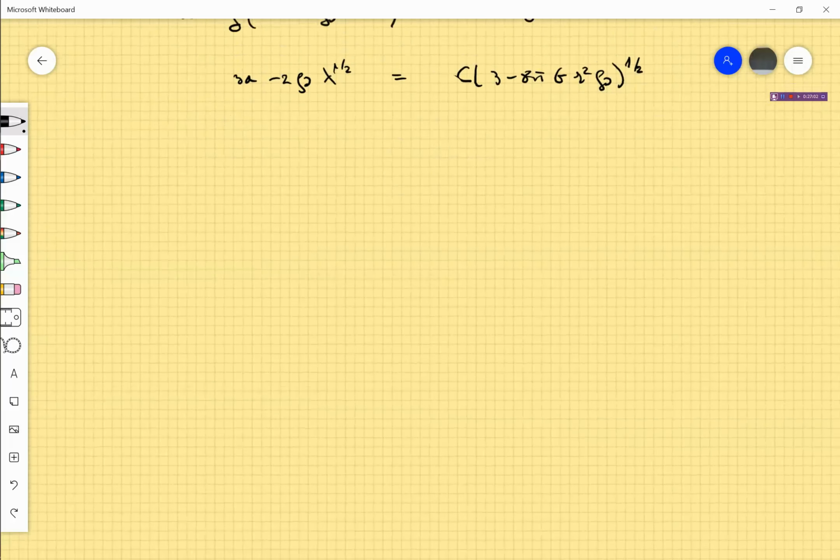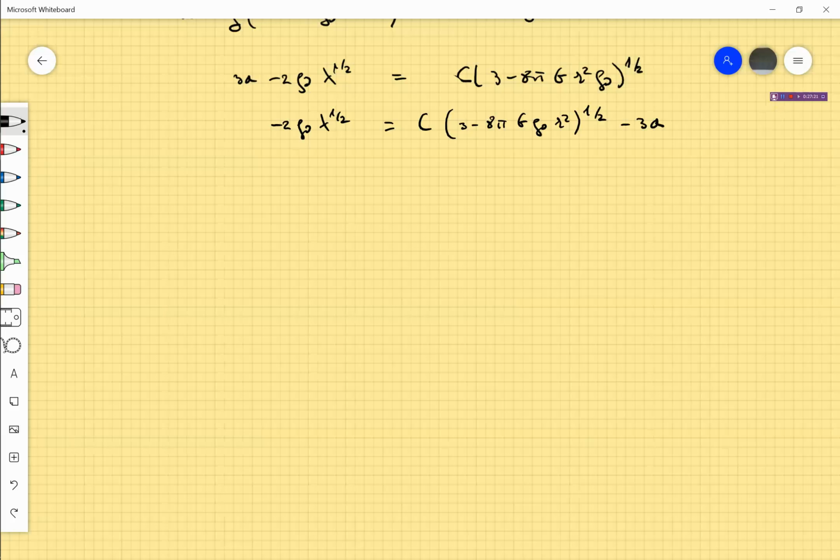And we're almost there, because we have minus 2 rho 0 lambda to the 1/2 is this expression, 3 minus 8 pi g rho 0 r squared to the 1/2, minus 3a, and I will divide by minus, so I get 3a minus this, divided by 2 rho 0, and this squared. And this is the result for lambda.